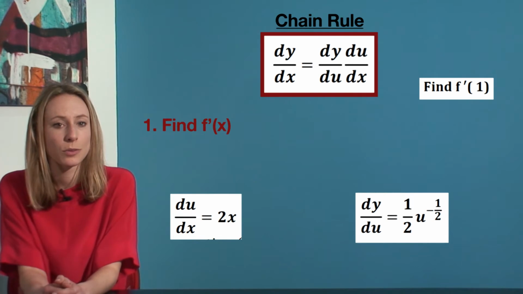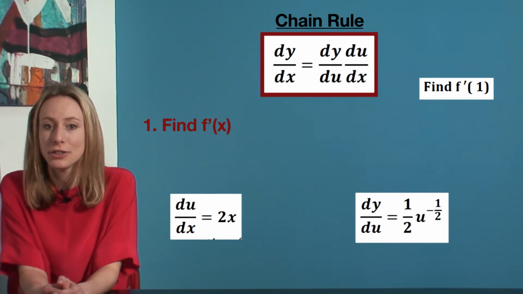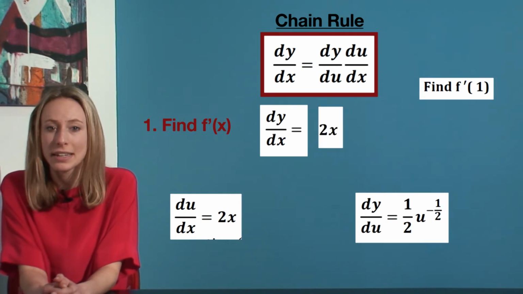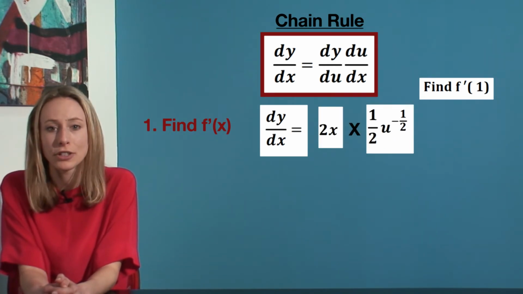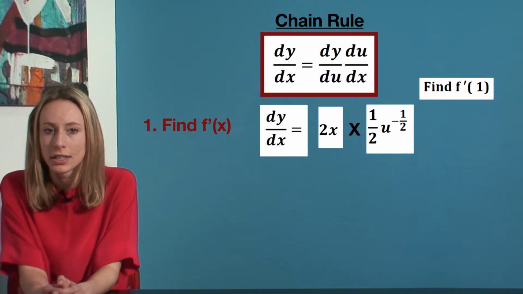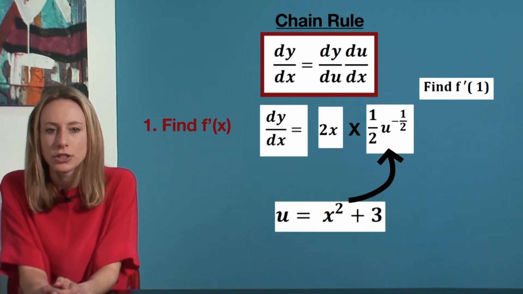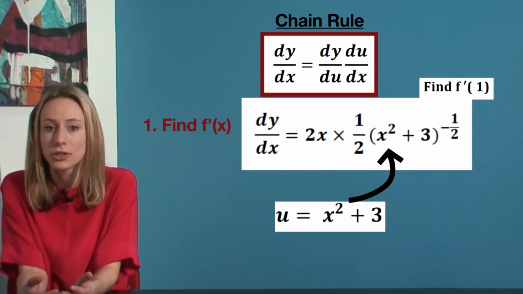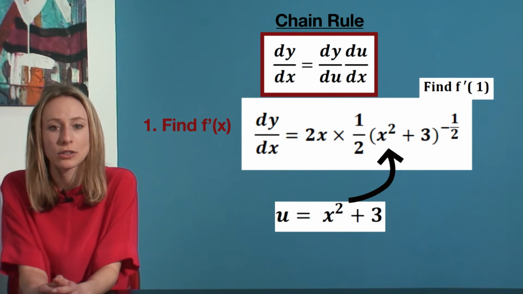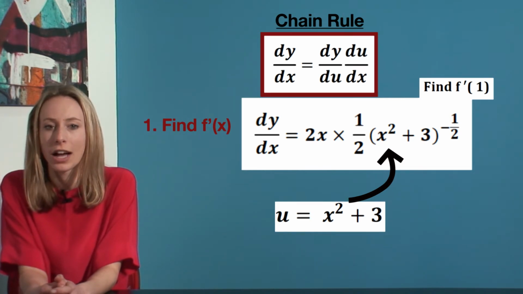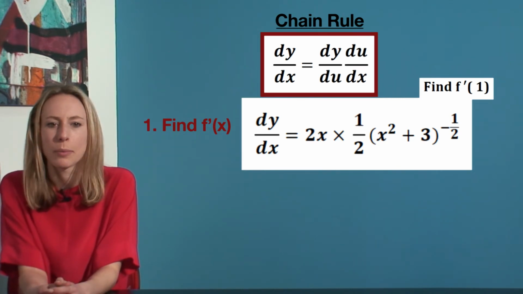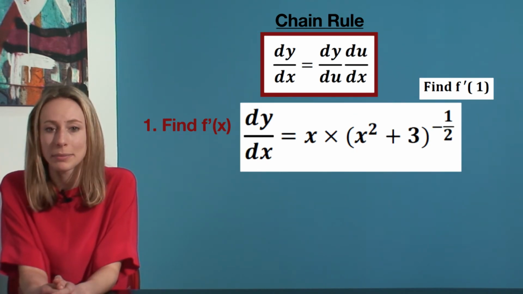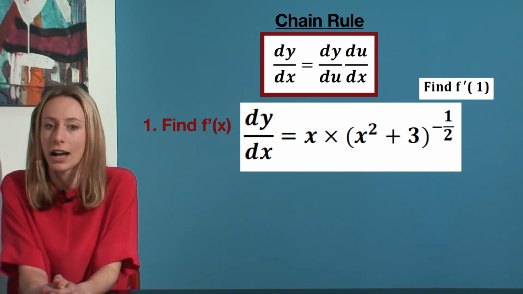So remembering this, we get dy/dx by multiplying du/dx and dy/du. So for this example, dy/dx equals 2x times a half u to the power of negative a half. Remember, here u equals x squared plus 3, which gives us dy/dx equals 2x times a half (x squared plus 3) to the power of negative a half. 2 times a half gives me 1, so I can get rid of the whole numbers. dy/dx equals x times (x squared plus 3) to the power of negative a half.